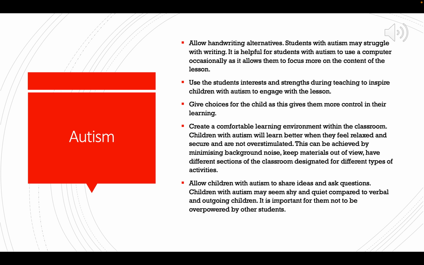Create a comfortable learning environment within the classroom. Children with autism will learn better when they feel relaxed and secure and are not overstimulated. This can be achieved by minimising background noise, keeping materials out of view when not in use, and designating different sections of the classroom for different types of activities. For example, having a reading area and then a play area.